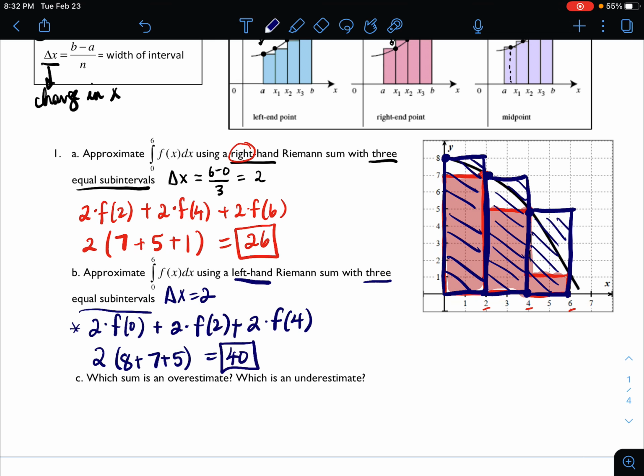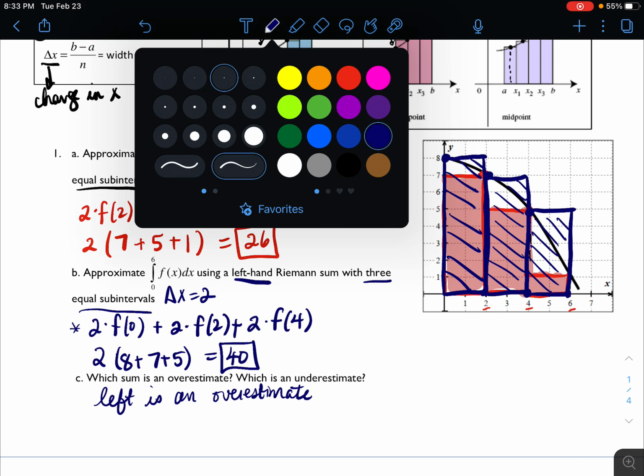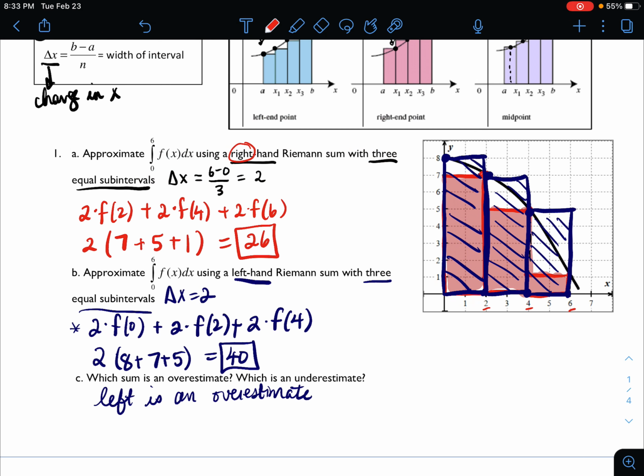Now we'll also want to talk about if these estimates are overestimates or underestimates. And so what we can tell is the sum that we just did, because each rectangle is actually above our graph, then the left is going to be an overestimate. And the right, because each rectangle was below my graph, is an underestimate.